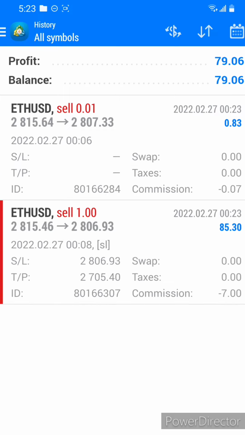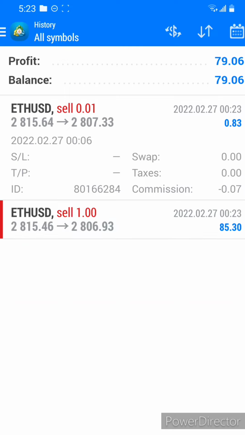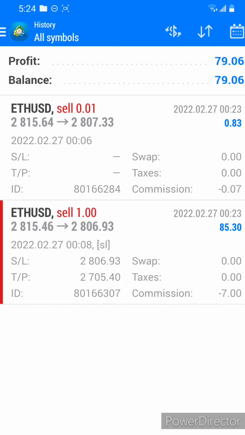It even takes commission on some brokers. This broker does at every 0.01 lot size, you see commission, they take 0.07 cent. So that 83 cent, they took 7 cent out of that. Do the math, at a 1.00 lot size, they took $7. But I made $85.30. So that's how that works. Gas fees, in essence.